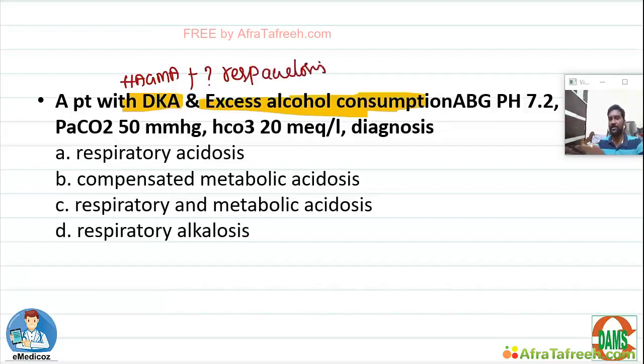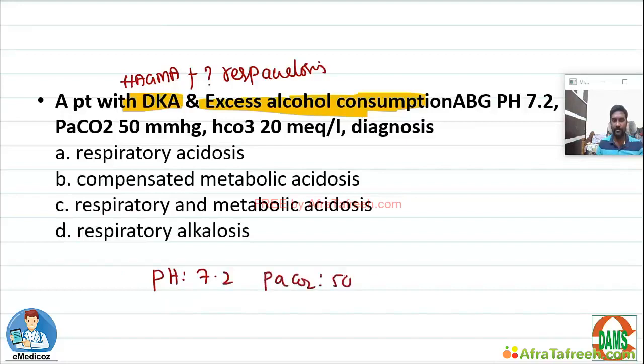So when a patient with DKA and excess alcohol consumption comes together, you can suspect not only metabolic acidosis. DKA can also later on cause diabetic ketoacidotic coma, where there can be respiratory depression. Even excess alcohol consumption can cause respiratory depression and respiratory acidosis. Now let us see an ABG and find out what exactly is happening in this patient. pH 7.2, PaCO2 50 and bicarbonate 20. So pH is reduced, PaCO2 is increased, bicarbonate is reduced.